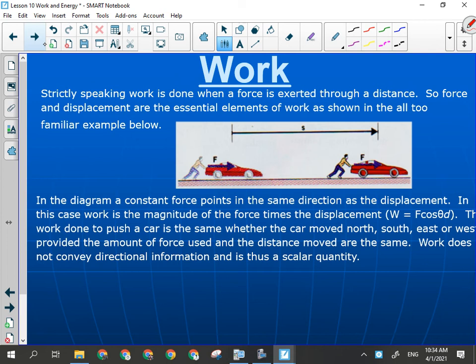Now, where's the energy going? Because if I'm pushing something at a constant velocity along a level surface, I'm not changing its kinetic energy because it's not going any faster. And I'm not changing its potential energy because it's not getting any higher. Where's all my energy going? Where's all the work I'm doing going? Are there other forms of energy that might be being changed other than the mechanical energy of the car?